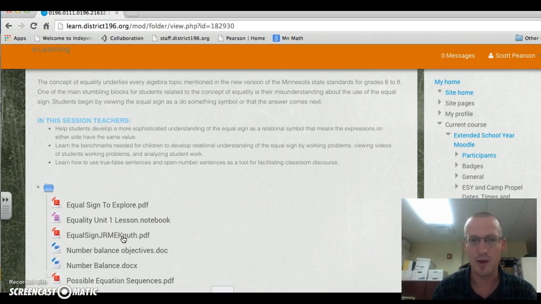The next two, number balance objectives and number balance, are just two resources for you to use, possibly with kids. And they go the whole gamut of everything. And then the last one, the possible equation sequences, will make reference to some of those. But really, for professional development purposes, you want the equal sign to explore, the equal sign article from Knuth, and then the possible equation sequences. And we'll be starting to talk about each one of those.